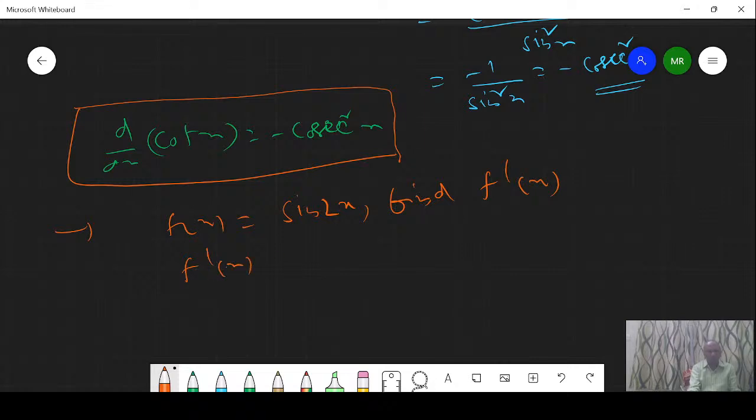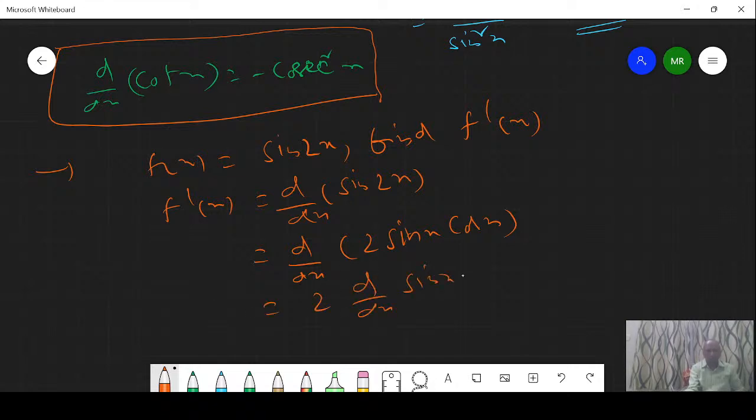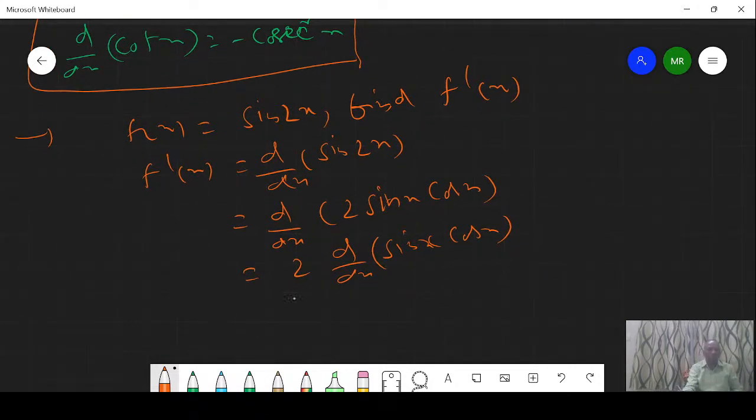F dash of x is equal to d by dx of sin 2x. But we know the sin 2x formula: 2 sin x cos x. So d by dx of sin 2x is d by dx of 2 sin x cos x. I can take the 2 outside, giving 2 into d by dx of sin x cos x. Why can you take the 2 outside? Because of the rule d by dx of k into f of x is k into f dash of x, so I can take the 2 outside.